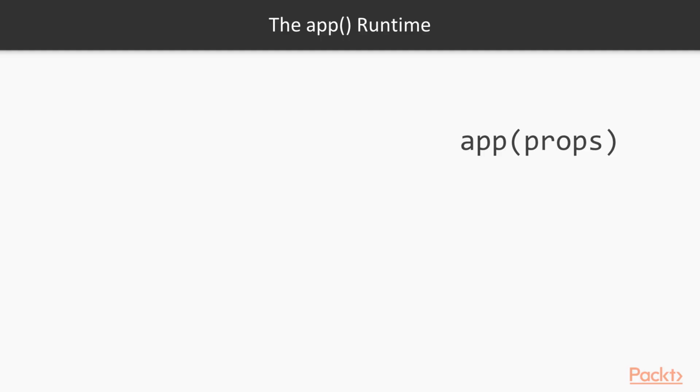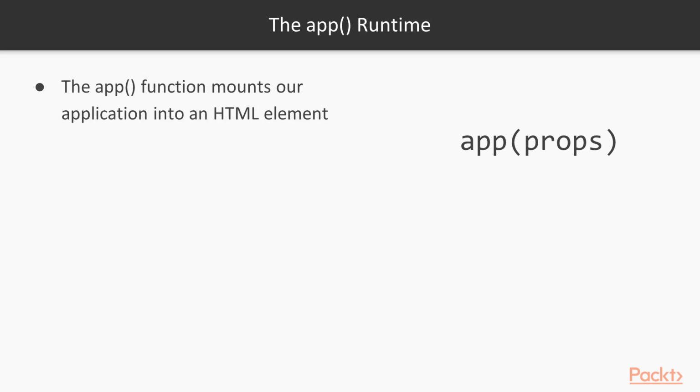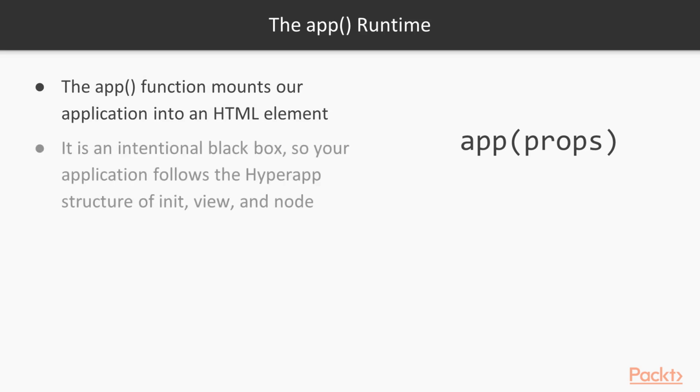Before we get coding, let's go over the main function we'll be looking at. Hyperapp exports the app function, which mounts our application into a web page. It accepts an object of arguments, 3 of which are Init, View, and Node. These are the basic building blocks of every Hyperapp application.